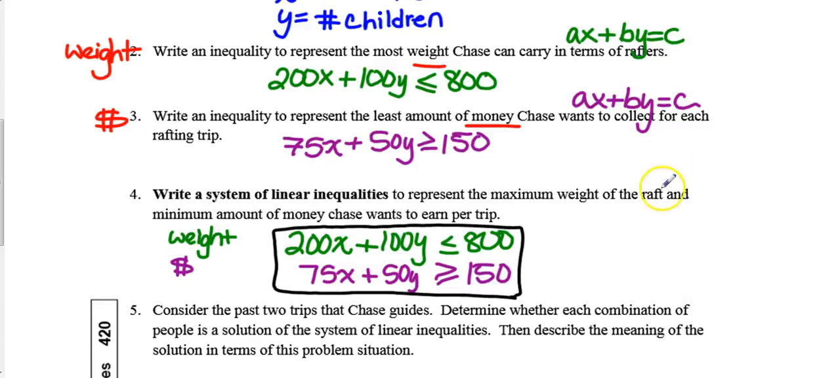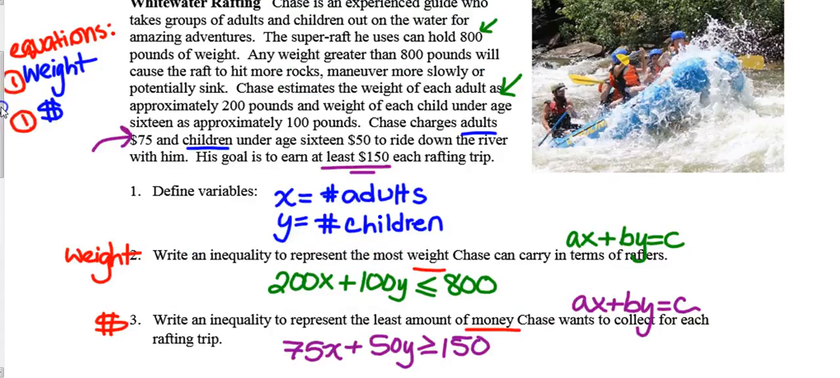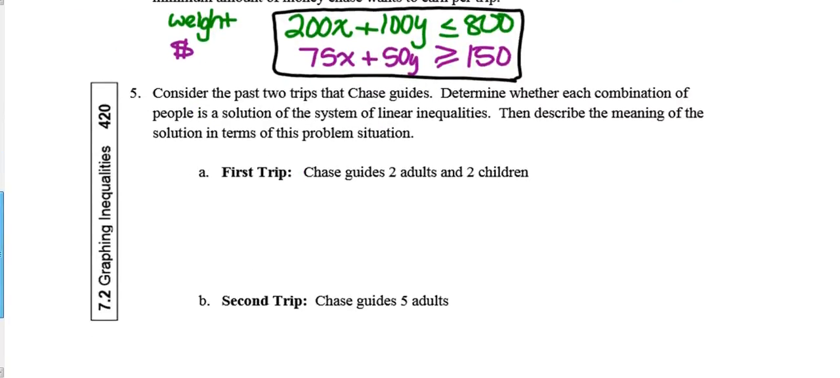From here, let's see what follow-up questions were asked. It says, consider the past 2 trips that Chase guides. Determine whether each combination of people is a solution of the system of linear inequalities. Then describe the meaning of the solution in terms of this problem situation. It says here in A, the first trip, that Chase guides 2 adults and 2 children.